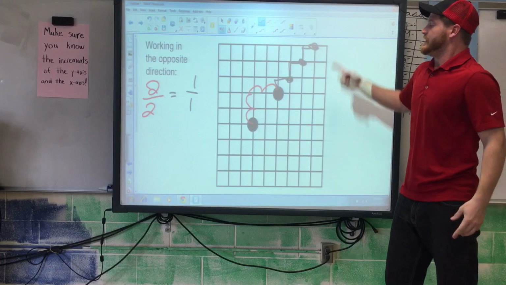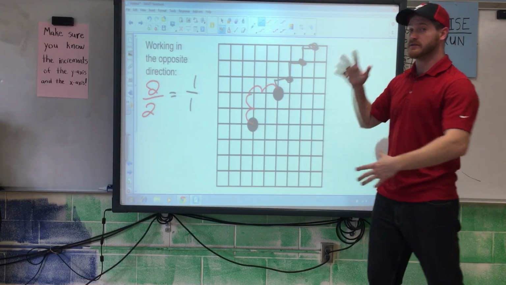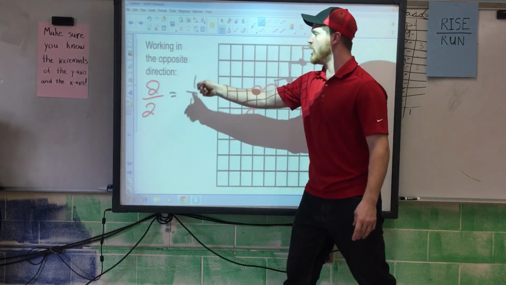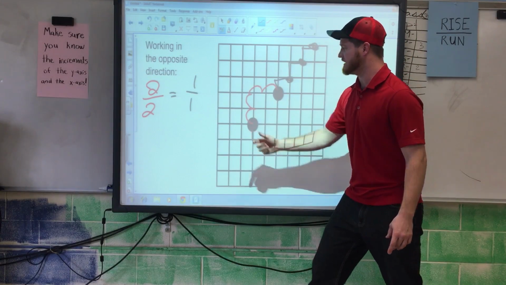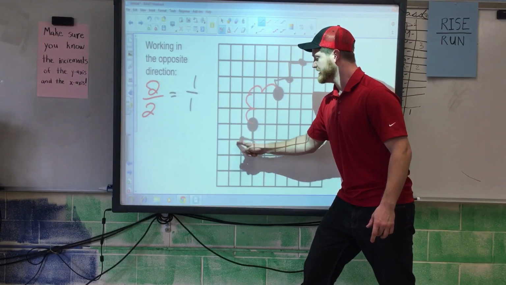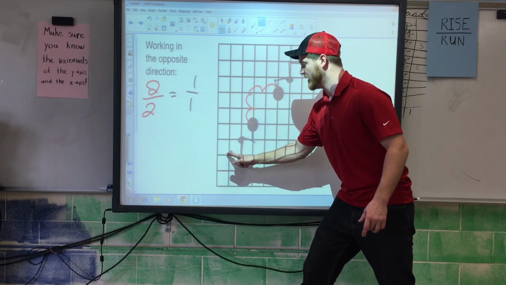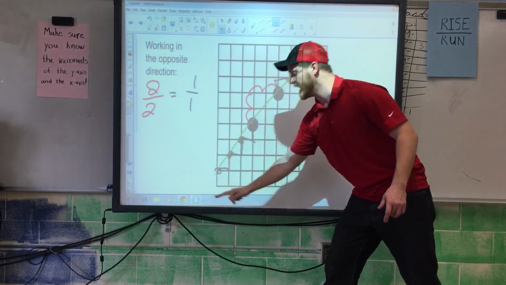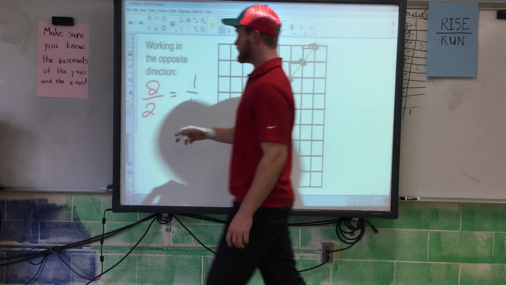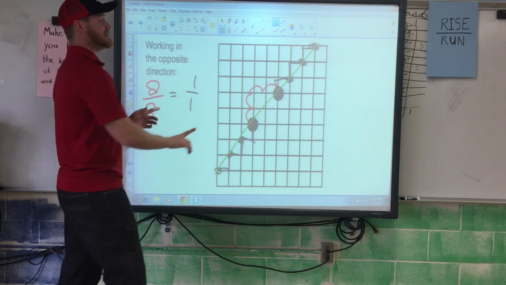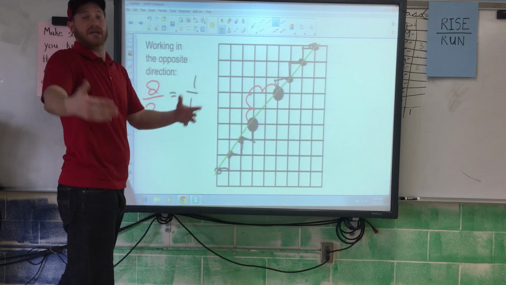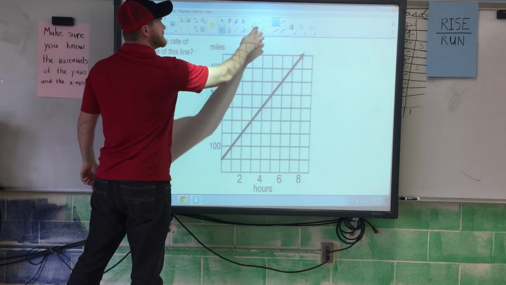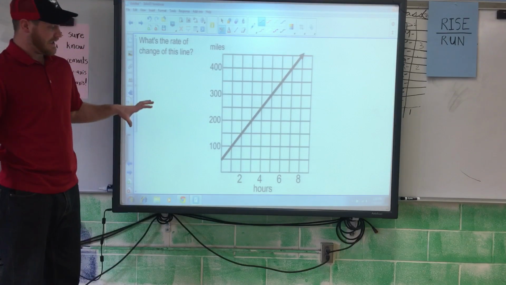Now, if you run out of room, you can also work in the opposite direction. You just take the opposite sign. So instead of going up 1, we go down 1. Instead of going right 1, we can go left 1. Same thing. Down 1, left 1. Down 1, left 1. If you connect all these dots, they all lie on the same line. So don't forget, if you run out of space going one direction, just go in the opposite way. Just take the opposite values. Now, this is the extra step we're looking at today.